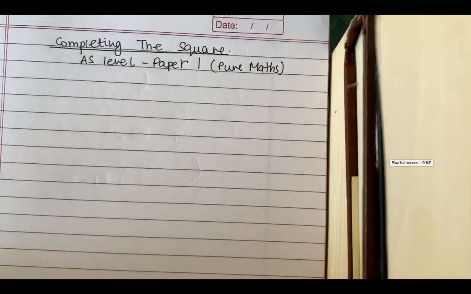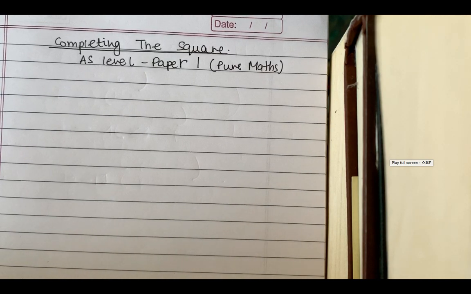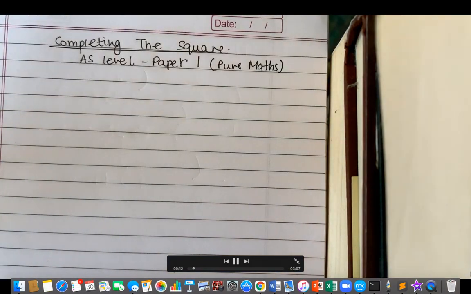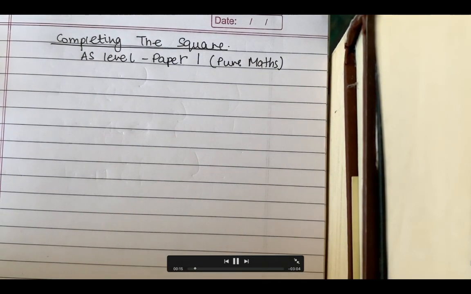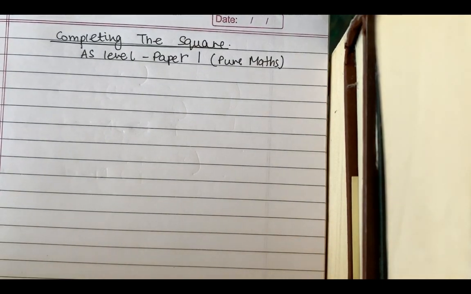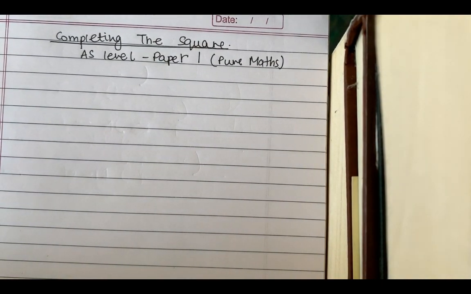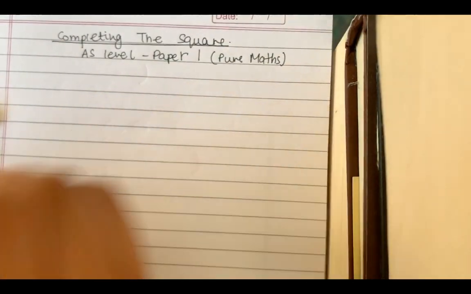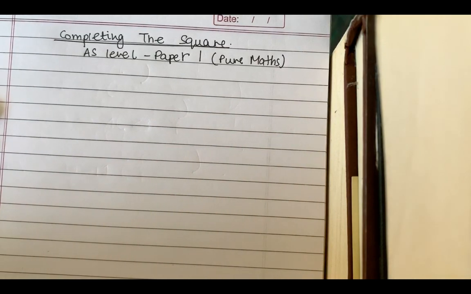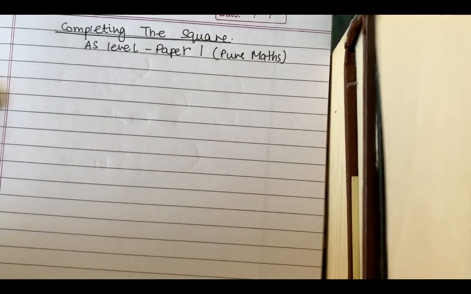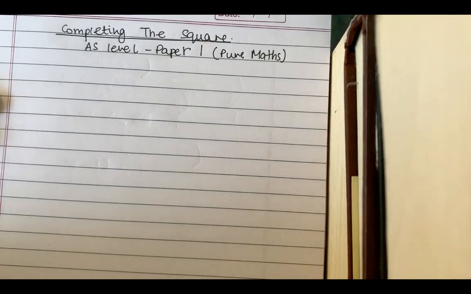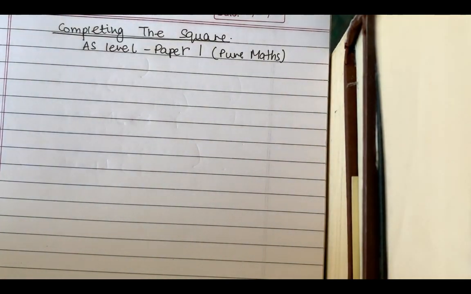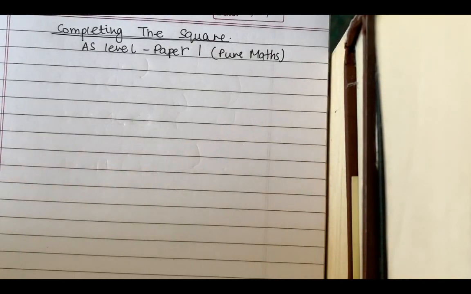Today we will be talking about completing the square, which is a very important concept in AS level pure mathematics paper 1. And there always is a question about this concept, so it's very important to understand it because it's also a very easy concept to understand. So let's just understand why it's important to use completing the square as a method in mathematics to solve for x, and also why this is such an important concept in AS level maths.